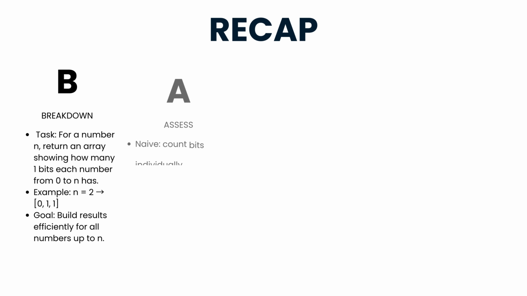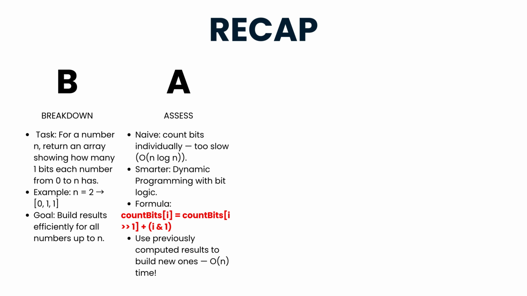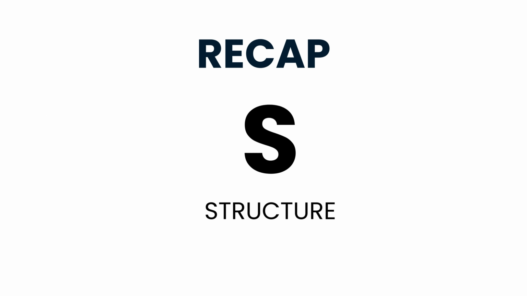Assess recap. We compared two ideas, the brute force way using built-in binary counting, and a smarter dynamic programming method. The DP insight was that the count for any number i can be derived from smaller results, either by using i & 1 and i >> 1 to remove a bit or by noticing that shifting i right gives us a related subproblem. This transforms a repetitive process into an O(n) solution.